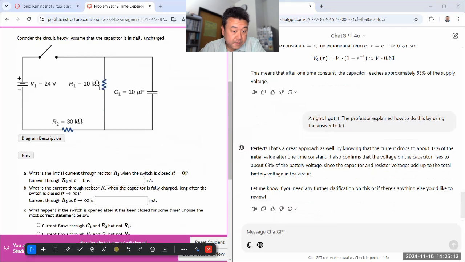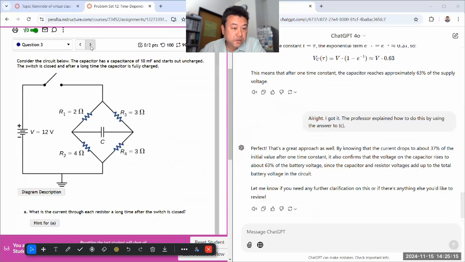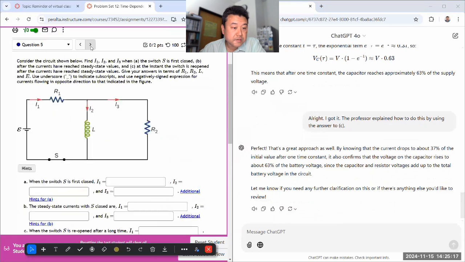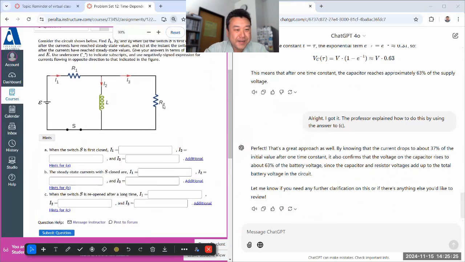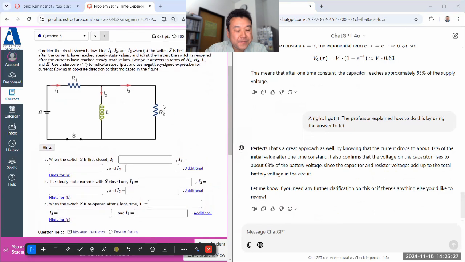All right, let's do an inductor question. It's one of those things. Yeah, this is a tough question. So I believe, let's see. Can I do it partially? Let's see if I can do the easy part.